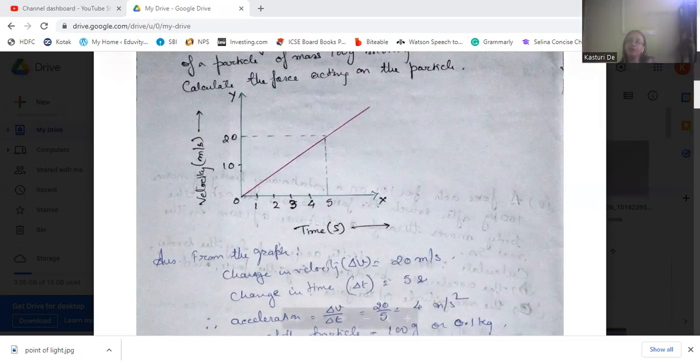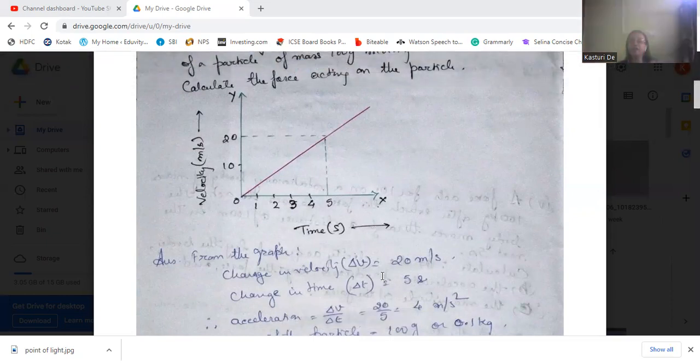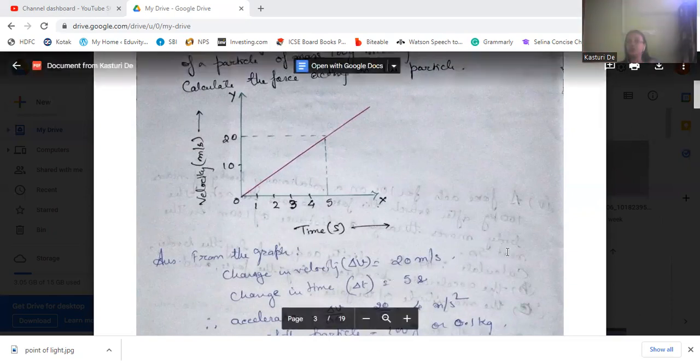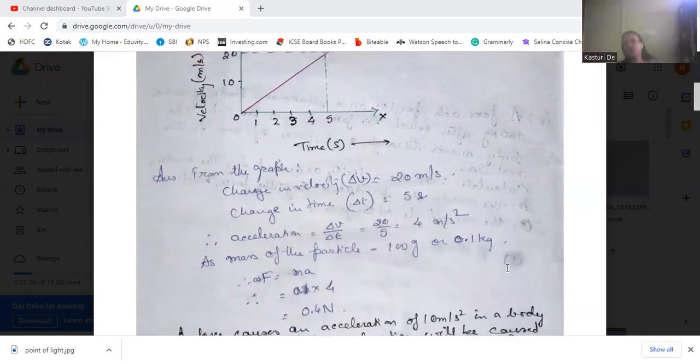So from the graph, it is seen that the change in velocity, that is delta v, is equal to 20 meter per second. And for this, the change in time is 5 seconds. So acceleration, we know, is change in velocity by change in time. That is 20 by 5, that is 4 meter per second square.